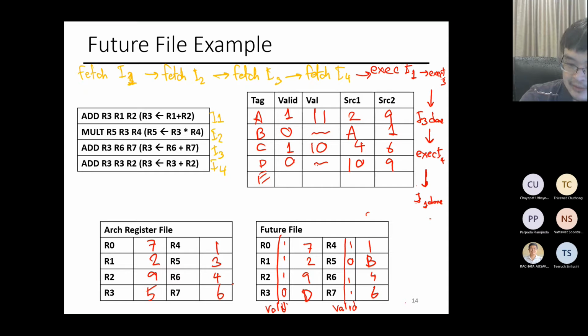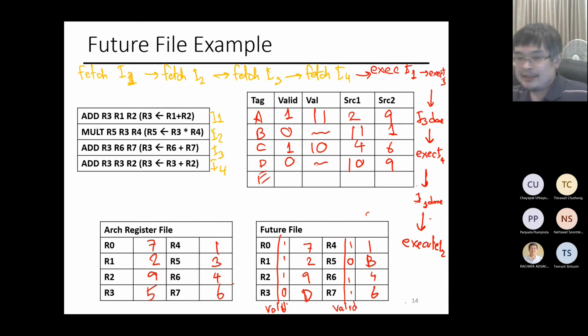I update the tag with the actual value, right? 9 plus 2 is 11, is valid. B needs A, right? So now I know the value, so it's 11. So what do we do next? You execute B, right? Execute instruction 2, right?